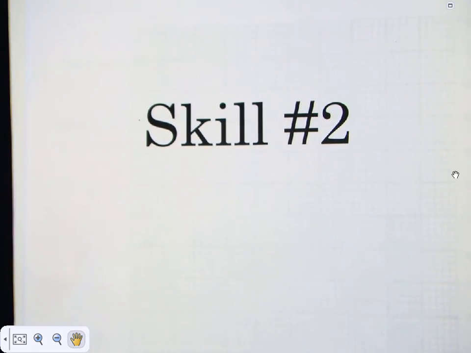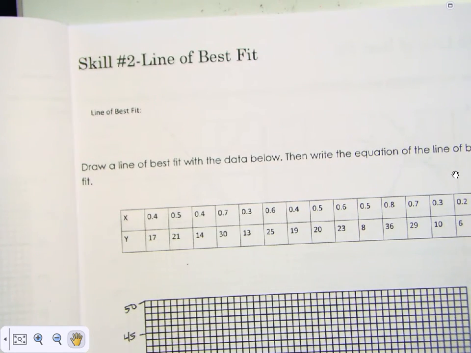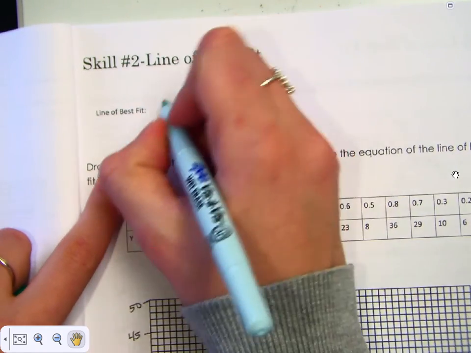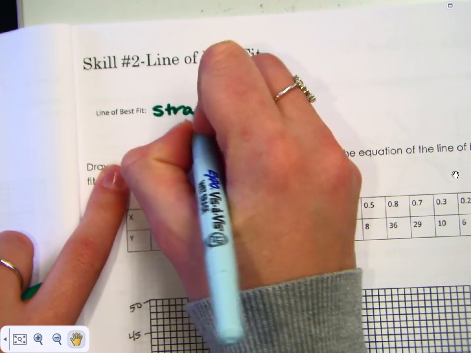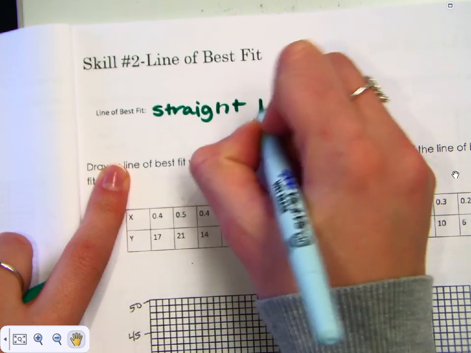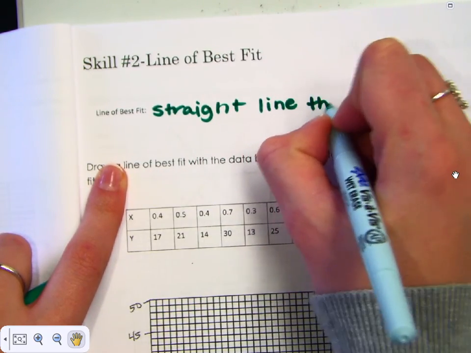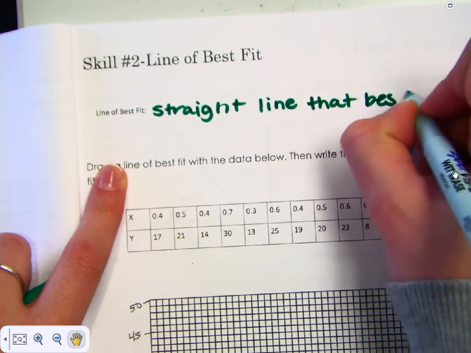Okay, so welcome to skill number 2. Skill number 2 is the line of best fit. First we're going to start off by defining what the line of best fit is. The line of best fit is the straight line that best represents the data.